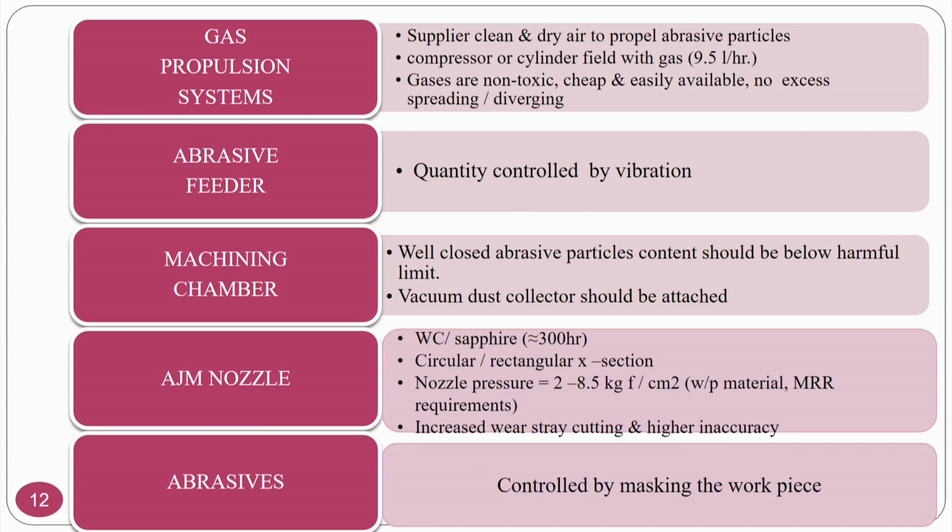So what are the components that play a major role in abrasive jet machining? One is the gas propulsion system, that is nothing but the supplying of clean and dry air which propels abrasive particles. A compressor is normally required if you want to compress the air to higher and higher pressure. The gases should be non-toxic, cheaply and easily available. One of the best examples is air. Air is considered the cheapest and most economic one, easily available in the atmosphere.